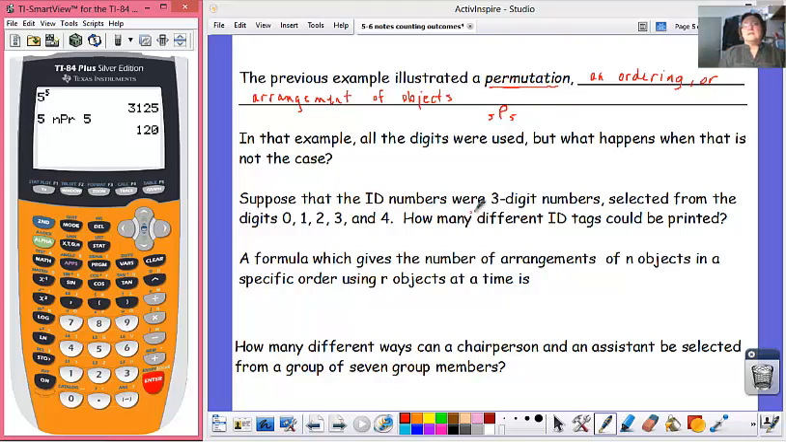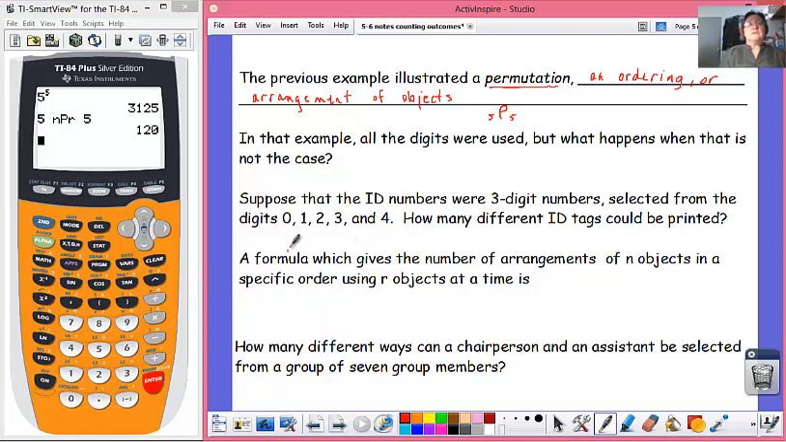What happens when you don't use all the digits? Well, if the ID numbers were 3 digits instead of 5, still selecting from the 5, how many different ID tags could be printed? We'll give you a generic formula for this. It goes this way: NPR, where N is the number of objects, R is the number that you are selecting. The formula for permutations is this: it's n factorial over n minus r factorial.